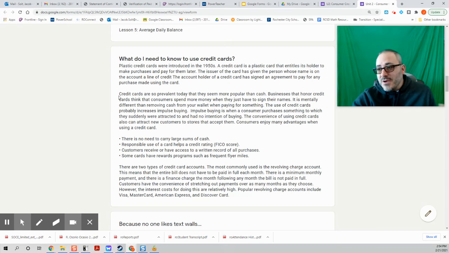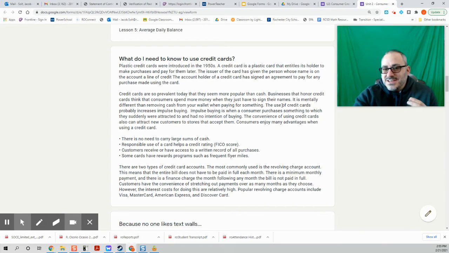Credit cards are very prevalent today, right? They're probably even more popular than cash. And these days, credit cards aren't even necessarily physical cards anymore. If you've got smartwatches or smartphones, you can have Apple Pay, Google Pay services, these kinds of things. You pay electronically by swiping, not a card, but an electronic device. Businesses that honor credit cards believe that consumers spend more money when they just have to sign their names.